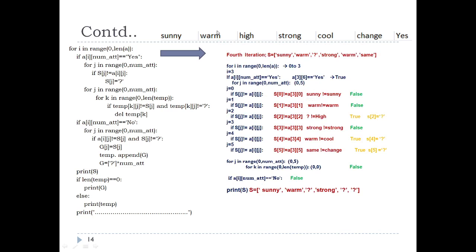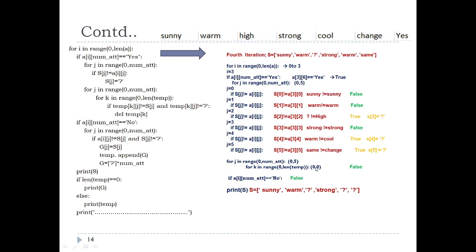Here we are considering the fourth training example. It is also a positive example, so directly it will go to this condition. Again it is going to compare. The first attribute value is sunny, the second is warm, the third is high, and here it is a question mark. If there is a change in this value, we have to make it a question mark. So it is true, so we make that a question mark. Again in the fifth and sixth attributes there is also a change. Here it is warm, here it is cool, here it is change, and here it is same. So that also we make a question mark. So S4 and S5 both become question mark.